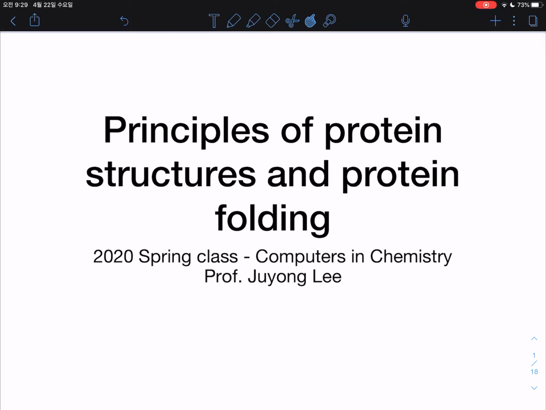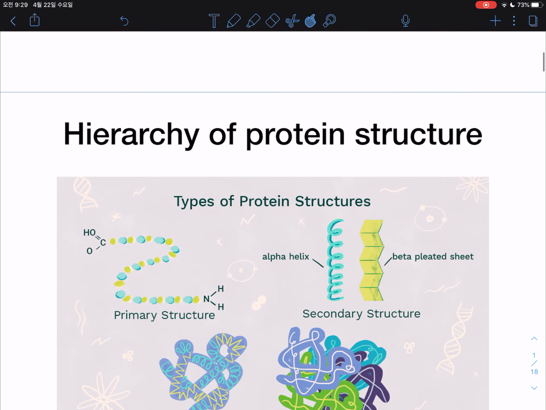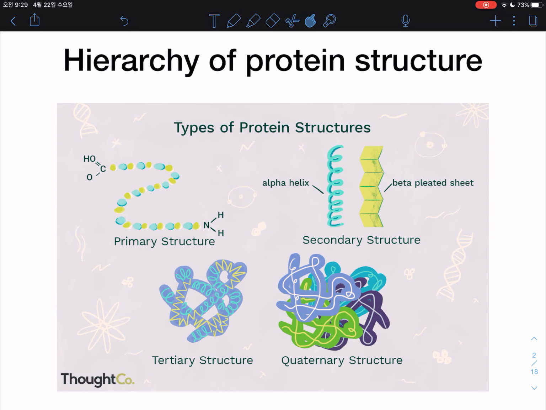Hello everyone. Today we're going to talk about principles of protein structures and protein folding. As you must have learned from biochemistry class, there is a hierarchy in protein structures. First, proteins are chain molecules, and their basic building blocks are amino acids.